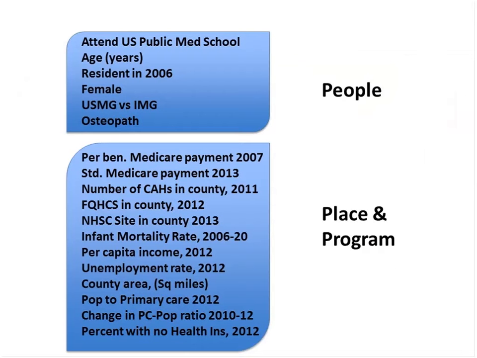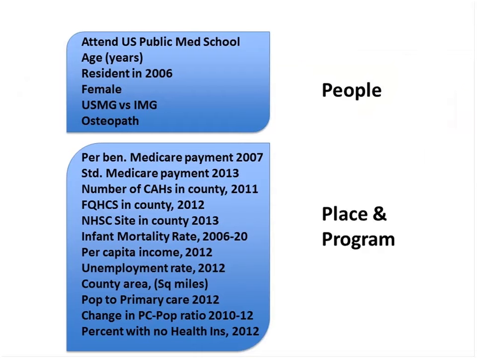United States. So the idea was to find out those people who moved into those places or moved away from those places, and we used a number of variables that looked at the people. Now, we wanted to look and see whether they attended a public medical school versus a private medical school.